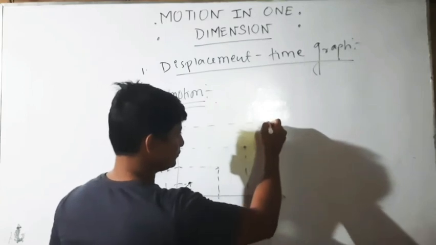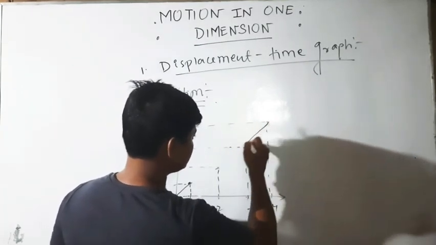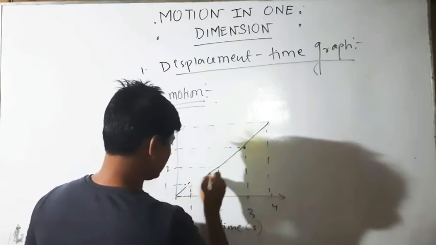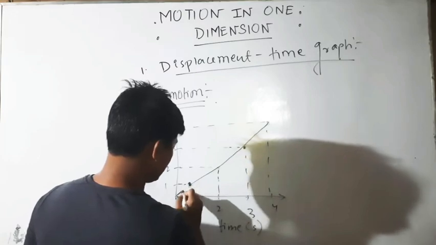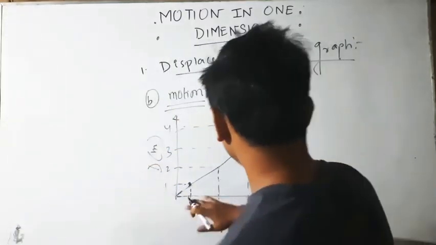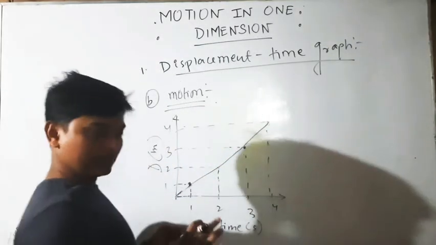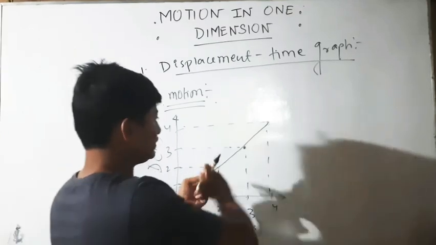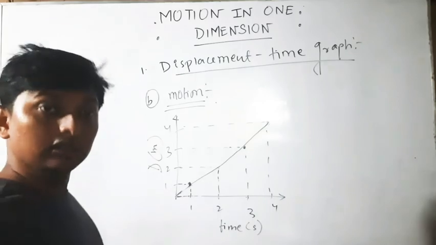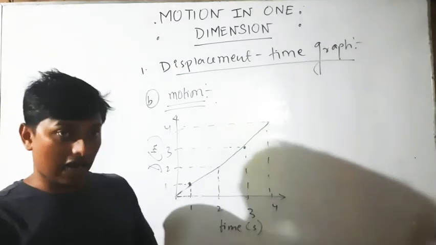If I actually join all these points, as you all know, my straight line is not actually straight here, but I'll get a somewhat straight line. Actually it will be a straight line, but I can draw a particular straight line. This straight line will represent a body moving in uniform motion. Now, how do we know it is uniform motion or uniform velocity?